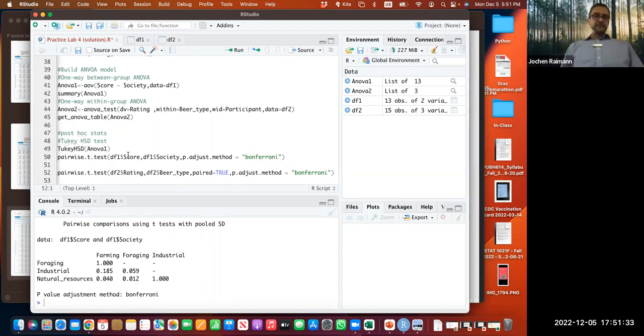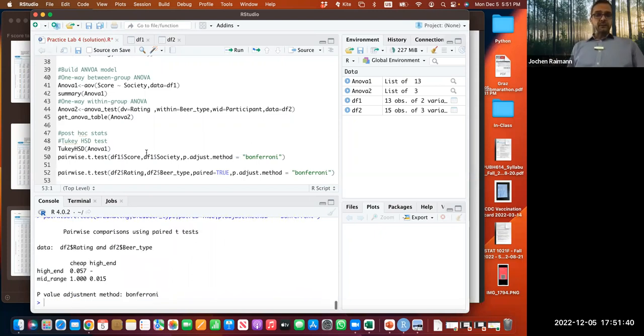Good. So should we run 52? Should we run 52? Yeah, just run this down. And then lastly, we have 52. We have a comparison of the beer drinking example. We have here the actual differences. This is again a pairwise Bonferroni, allowing for you to compare these beer types.